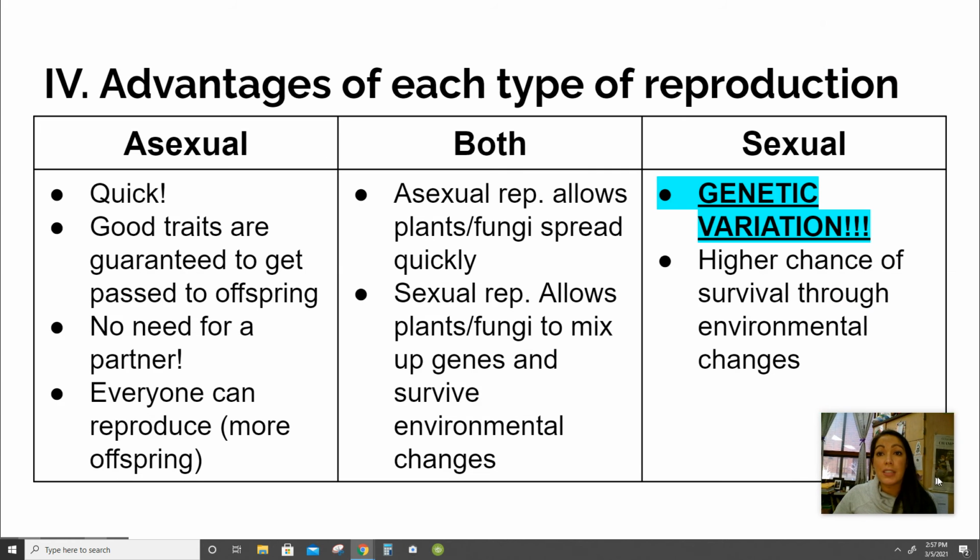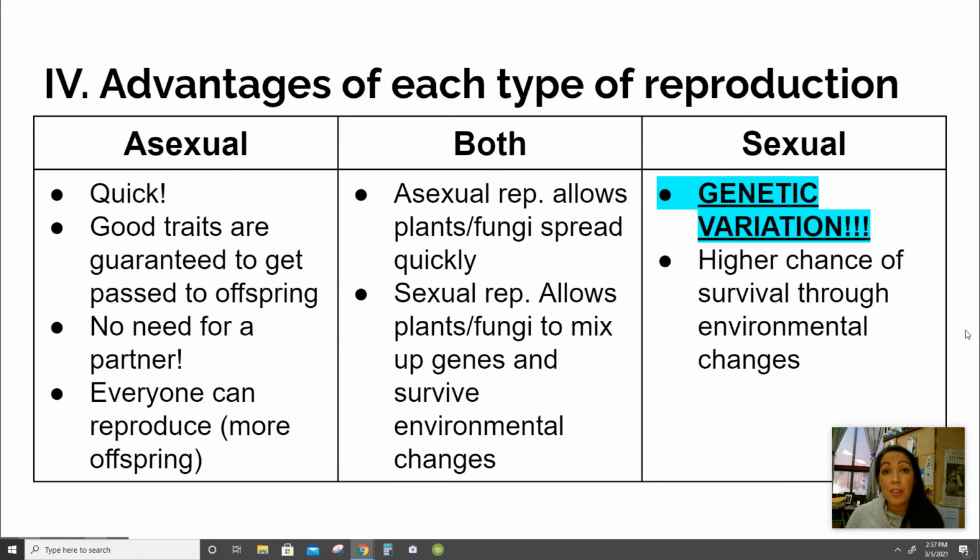So what are the advantages of each one of these types of reproduction? First of all, for asexual reproduction, it can go pretty quick overall, especially binary fission. So these organisms don't need to spend a lot of time in the reproductive process. Second of all, if an organism has good traits, and that means traits that are helpful to them surviving in a specific environment, and it's going to make an exact clone of itself, then it's guaranteed to pass down those good traits to its offspring. So the good traits are guaranteed to get passed down.